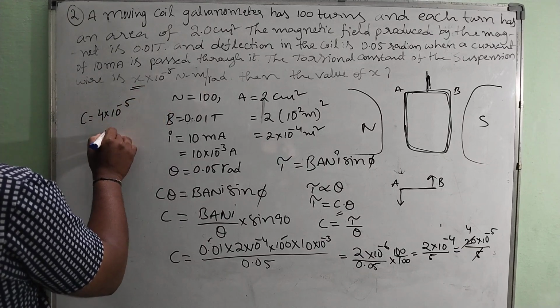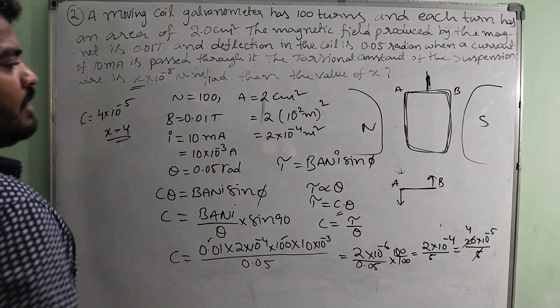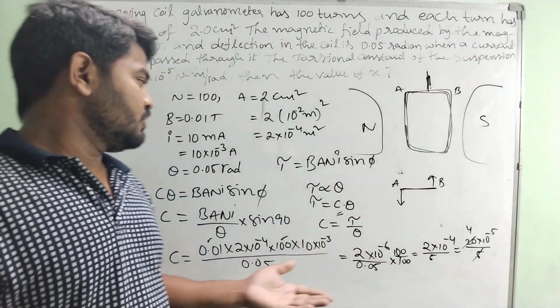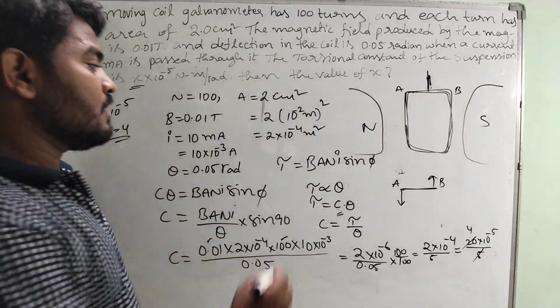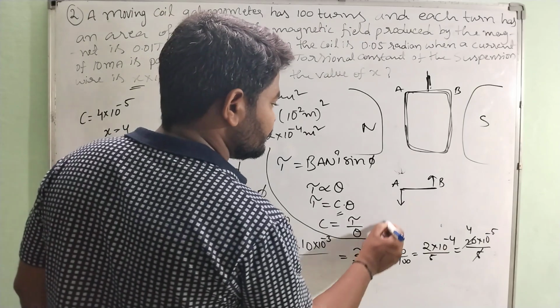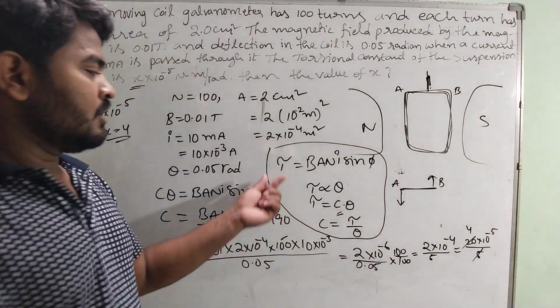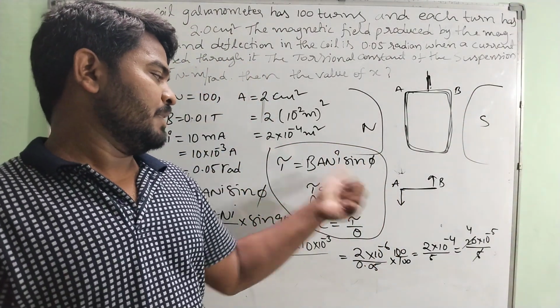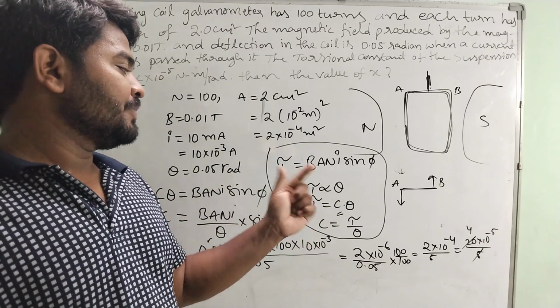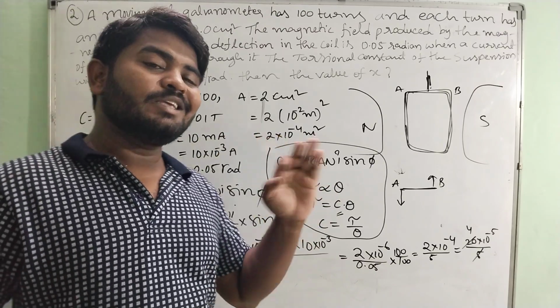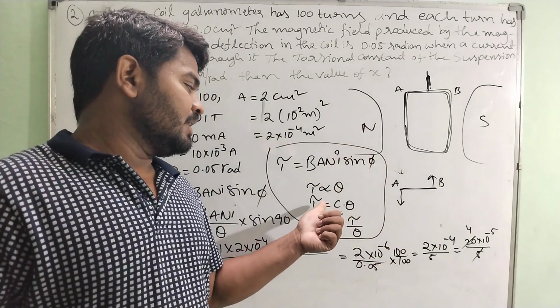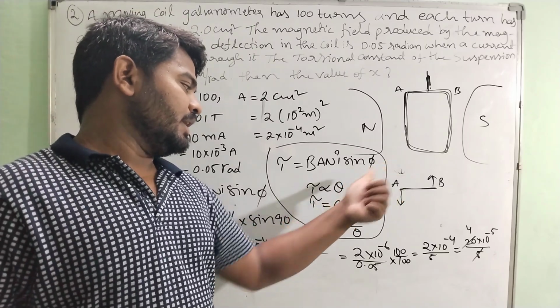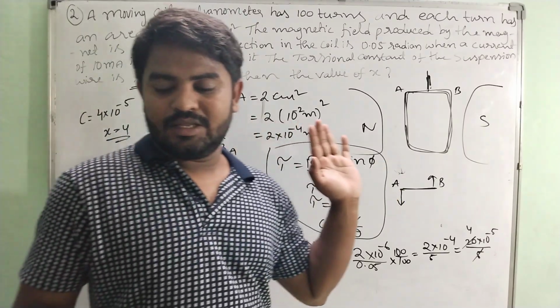What is the x value? x equals 4, right? I hope you understand well. You should remember this formula and this concept also. This is very important: tau equals BANI sin theta, where theta is 90. Here tau is the restoring torque, and the restoring torque is directly proportional to theta. This is how you have to calculate. Thank you.